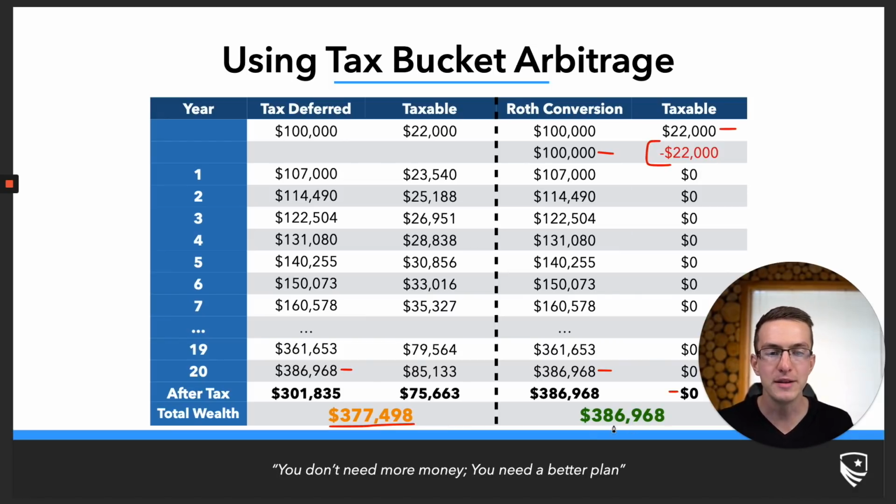But notice what happens in the difference in the value, after-tax value, in total. We have $377,498 within our tax deferred account with no Roth conversion, but converting at the same rate, that 22% rate, within the Roth conversion and paying the taxes out of our taxable account, we've essentially taken money from a less tax preference account and kept it in a more tax preference account. And now we have $386,968 at the end of this 20-year period.